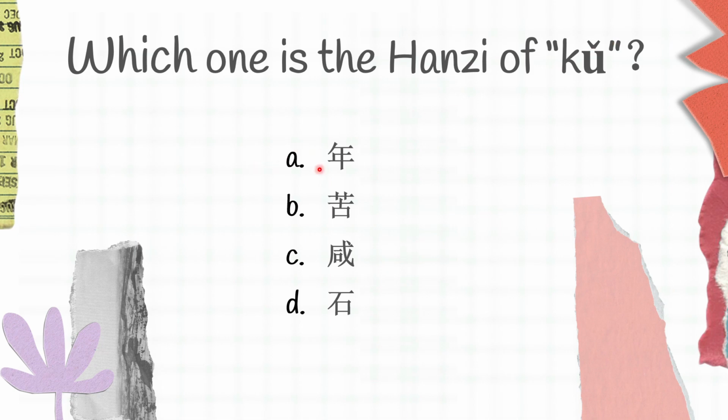A is Nian, B is Ku, C is Xian, D is Xu, and Ku is B.